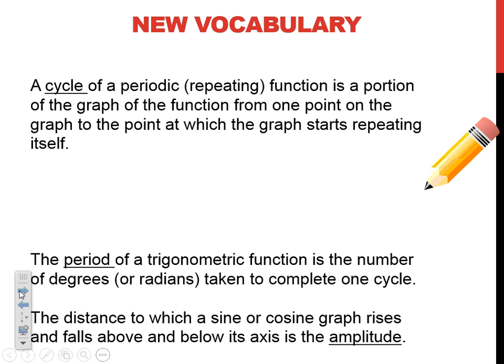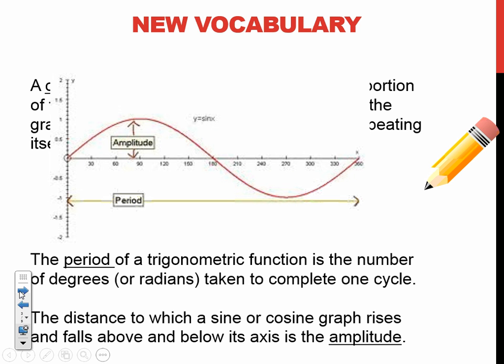So the distance to which a sine or cosine graph rises and falls above and below its axis is called amplitude. So to illustrate these ideas, I have sort of a picture here that illustrates those words. So amplitude, notice, is basically the height of the wave. How high up does the wave go? How high or how low does the wave go? So the idea that this wave is going up and then down, that amplitude is how high up it goes.